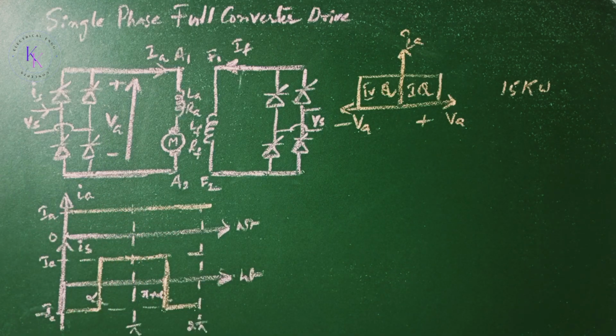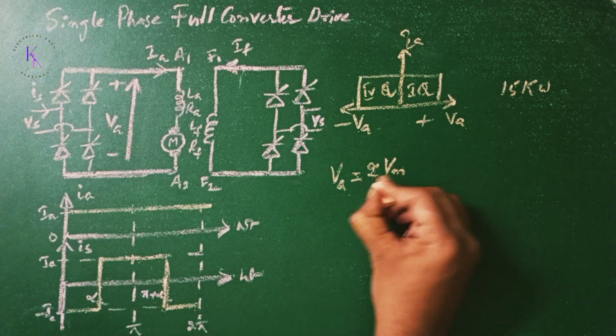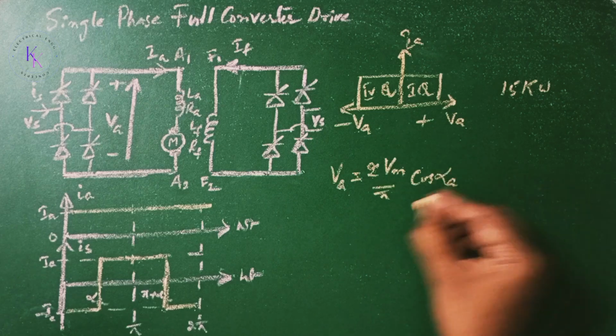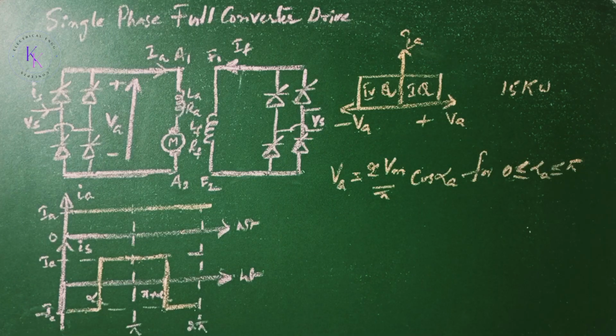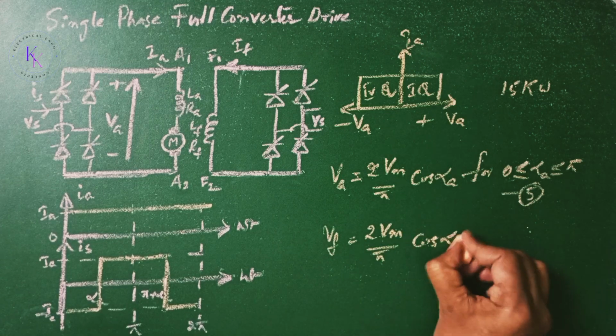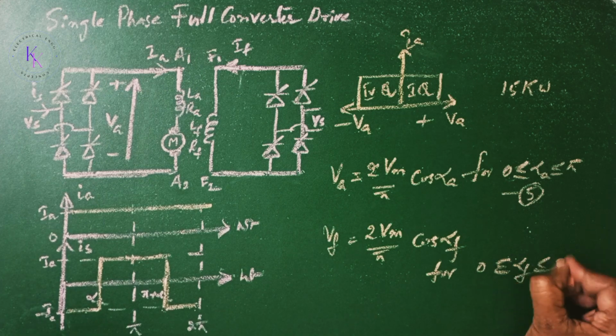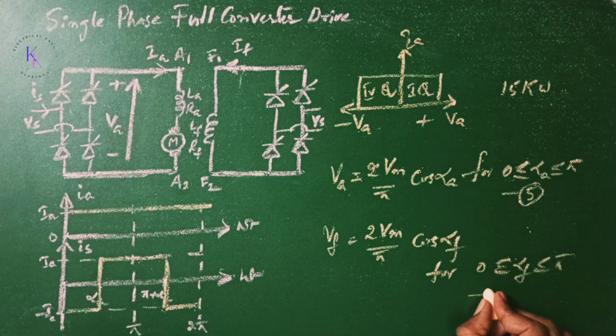A single phase full wave converter in the armature circuit gives the average armature voltage VA equal to 2 Vm by pi times cos alpha A, for alpha A between 0 and pi. Let this be equation number 5. With a single phase full wave converter in the field circuit, the field voltage Vf equals 2 Vm by pi times cos alpha f, for alpha f between 0 and pi. This is equation number 6.